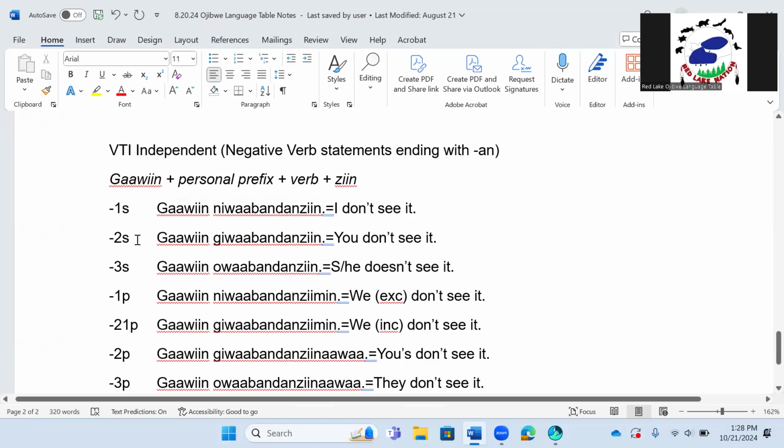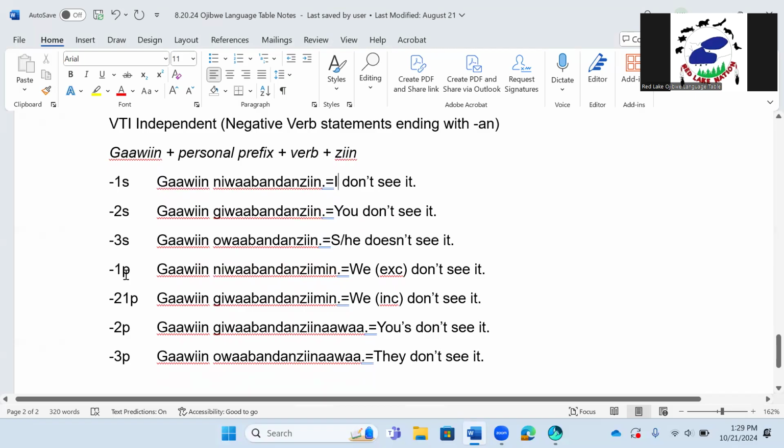Negative 2S. You don't see it. Gawin gi wabendun zin. Negative 3S. She or he doesn't. Gawin o wabendun zin. She or he doesn't see it. Gawin o wabendun zin.